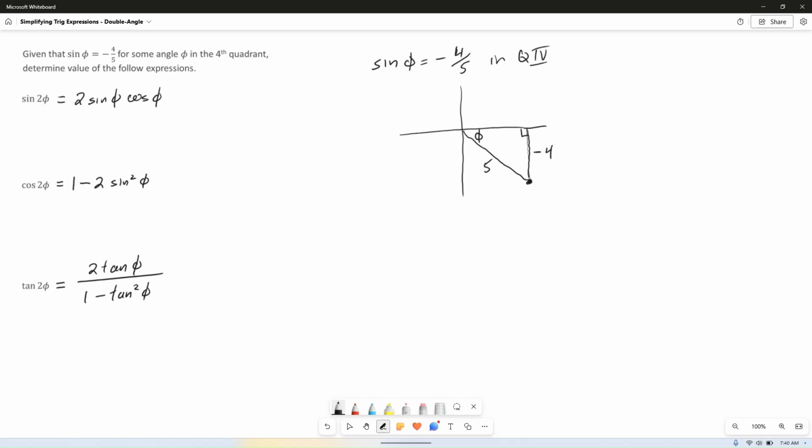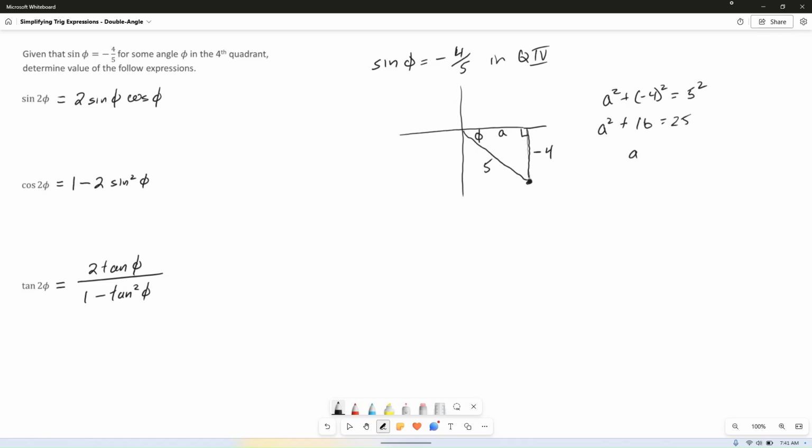So the other piece that we need to find cosine and tangent is the adjacent side. So we need side a, for example. That means we could use the Pythagorean theorem. So a squared plus negative 4 squared must equal 5 squared. So we have a squared plus 16 is equal to 25.